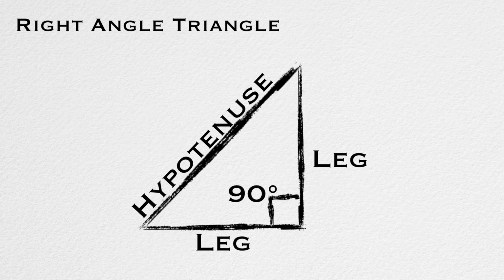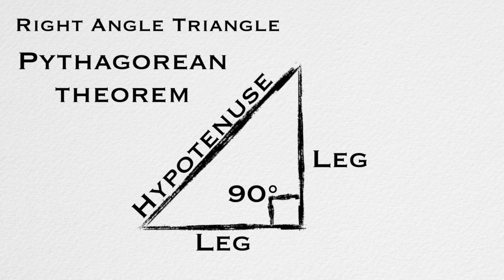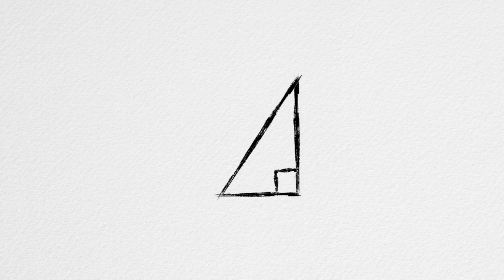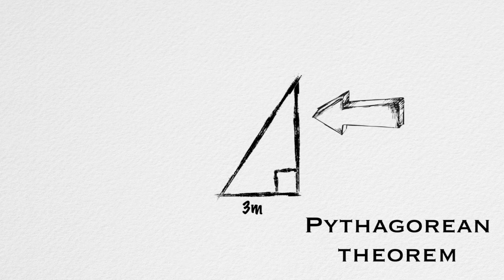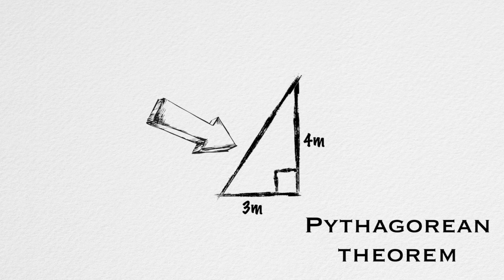Now, what does the Pythagorean theorem have to do with a right angle triangle? Let's start by measuring the sides of this triangle. Let's say this leg of the triangle is 3 meters. This leg is 4 meters. And the hypotenuse is 5 meters.